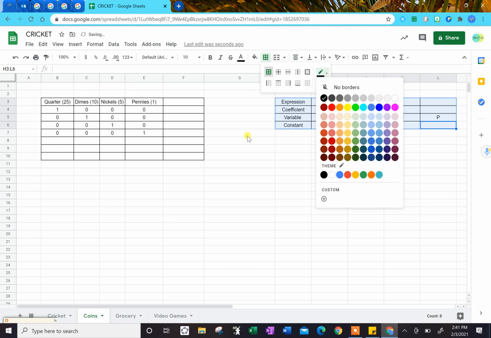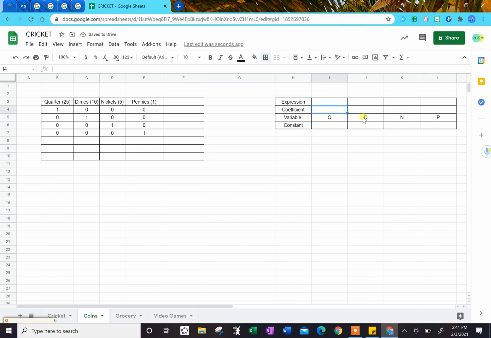Quarters are always worth 25 cents. So if I had 1 quarter, I'd have 25 cents. If I had 2 quarters, I'd have 50 cents because 2 times 25 is 50. Dimes are always worth 10 cents, nickels are always worth 5 cents, and pennies are always worth 1 cent.